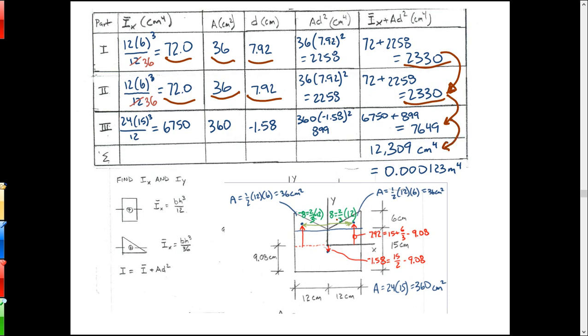So we can add up the three of them and get 12,309 centimeters to the 4, and that's equal to 0.000123 meters to the 4. So that's the moment of inertia in the x direction for that beam there.